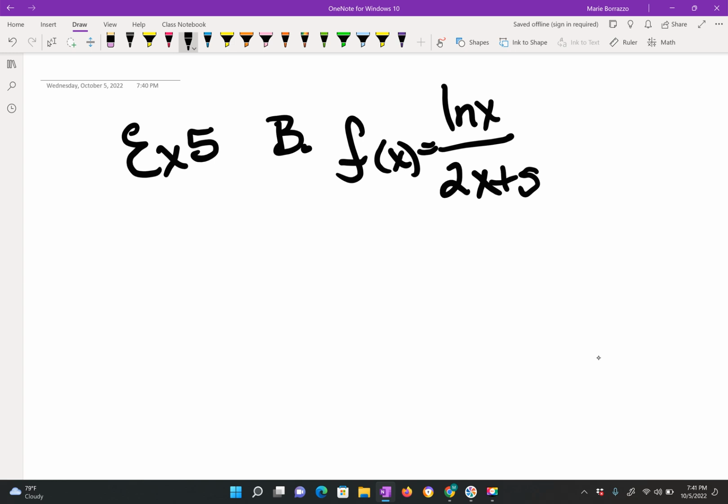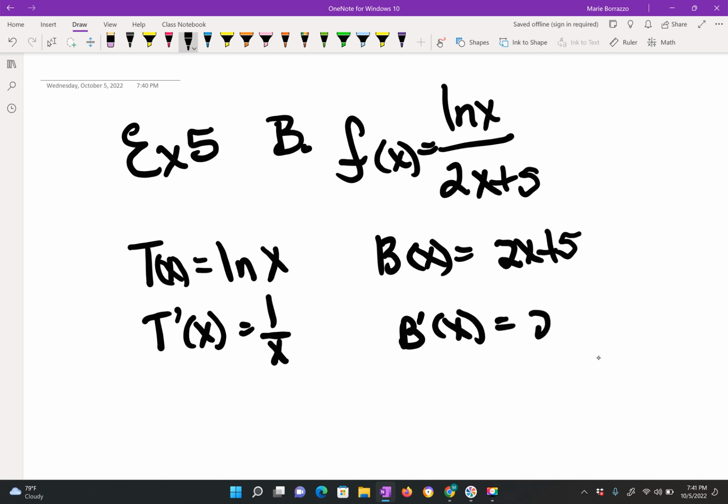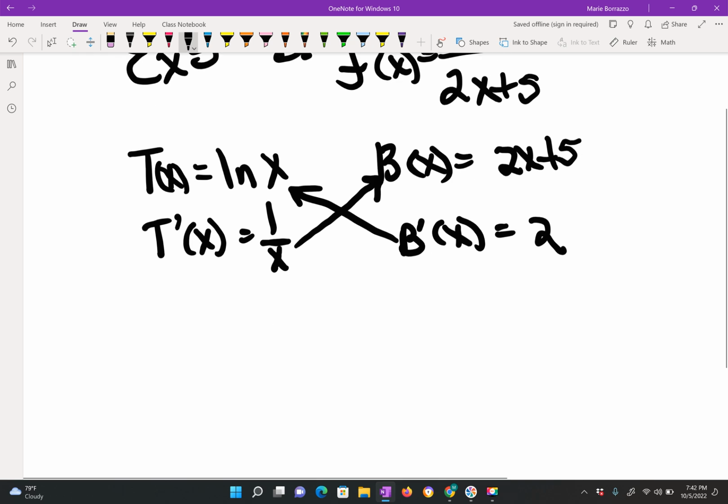I'm going to start with the same process where t of x is equal to the natural log of x, and its derivative is simply 1 over x. The b of x is obviously 2x plus 5, and its first derivative is simply 2. So opposite the product rule, we're actually multiplying this way first, and then this way. And remember, this is subtraction.